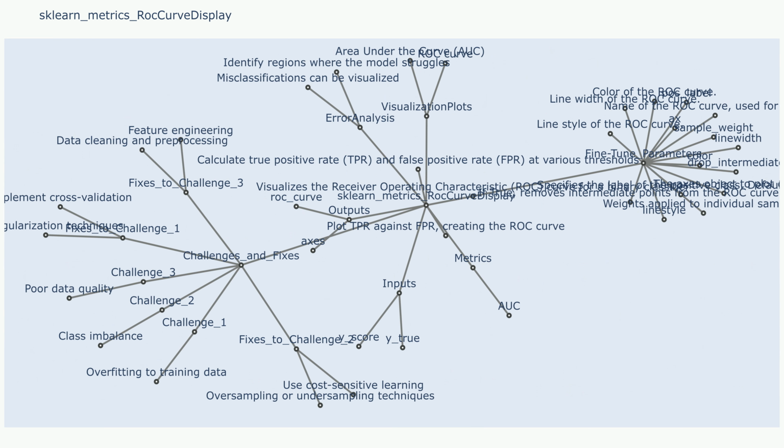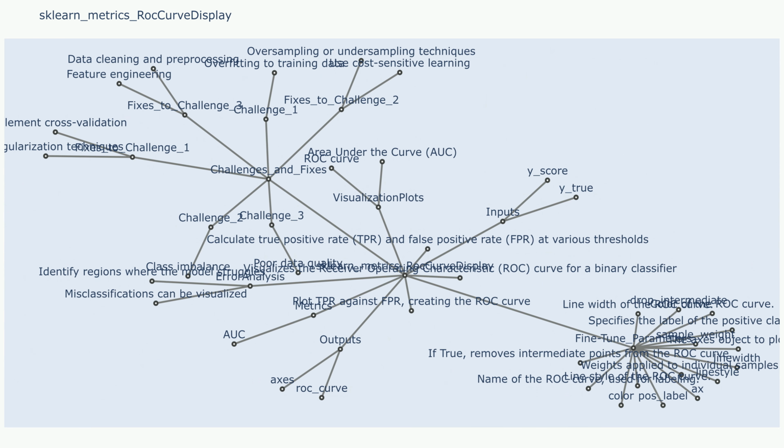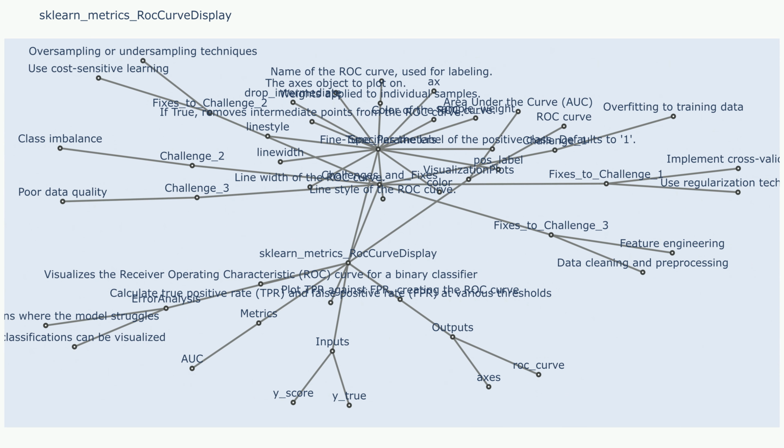Challenge 3: choosing the optimal threshold. Sample use case: while the AUC provides an overall measure of performance, choosing the optimal threshold for a specific application requires considering the relative importance of precision and recall. Fixes: use metrics like F1 score, which balances precision and recall, to evaluate performance at different thresholds. Consider the specific requirements of the application, such as minimizing false positives or maximizing true positives, to determine the most appropriate threshold.